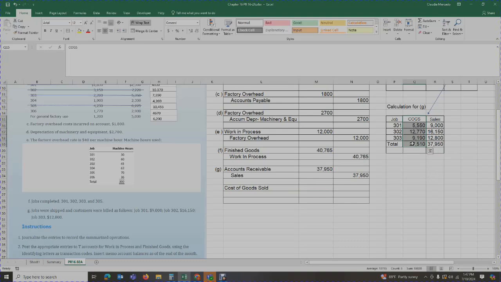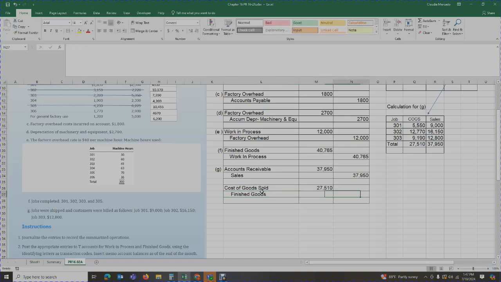Okay, now we're going to record an entry to our cost of goods sold so we can put it in our books that this is how much we spent manufacturing these 3 jobs. Okay, $27,510. So now we are moving them from the finished goods to actually being sold. So now we're going to decrease the balance in finished goods because these goods are no longer there because they've been sold.